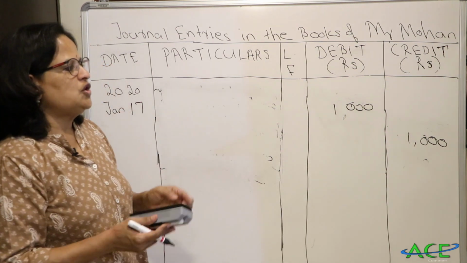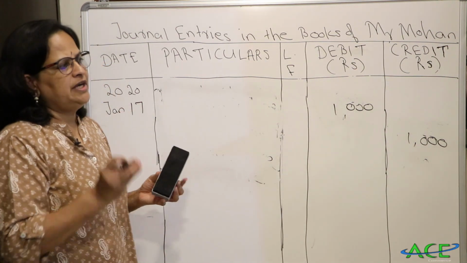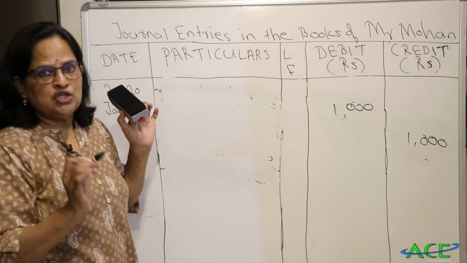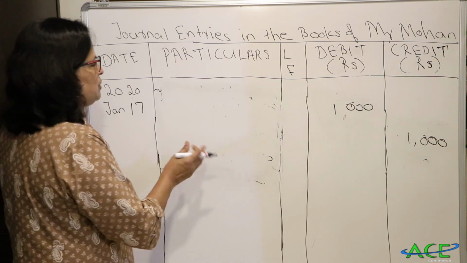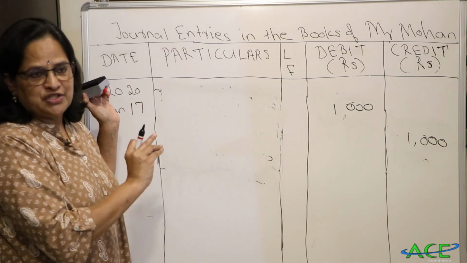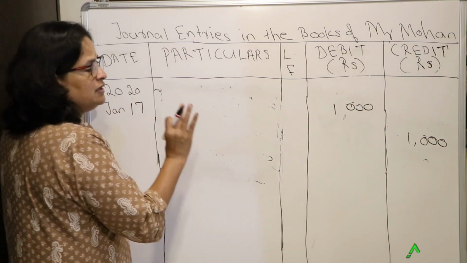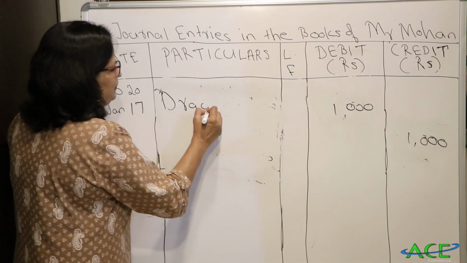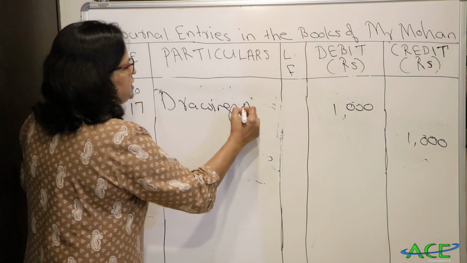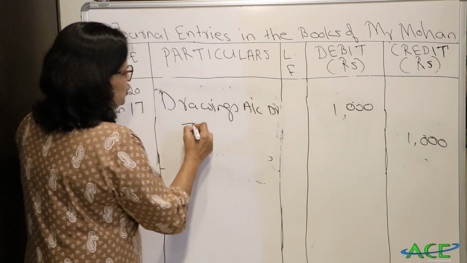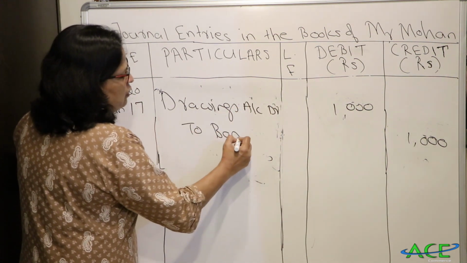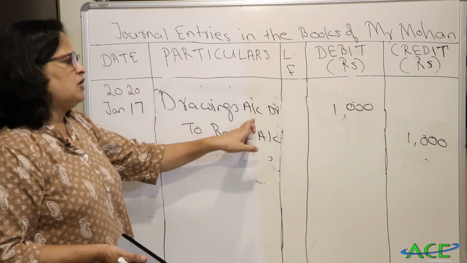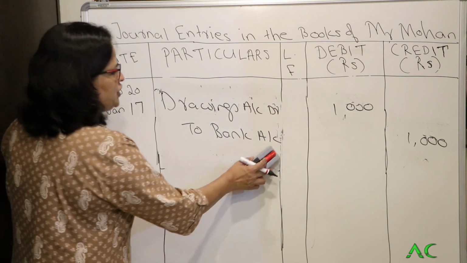Next transaction is drawings by the proprietor rupees 500 by cheque for personal use. So this is also another transaction. Here you have to remember, the earlier transaction was a cash transaction. Now here it is withdrawn by cheque. So drawings account debtor to bank account. Why bank account? Because here the withdrawal is from bank. So drawings account debtor to bank account. Next transaction.